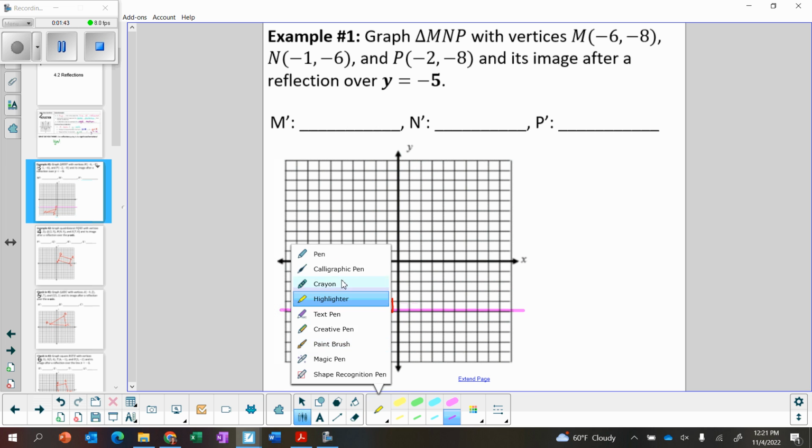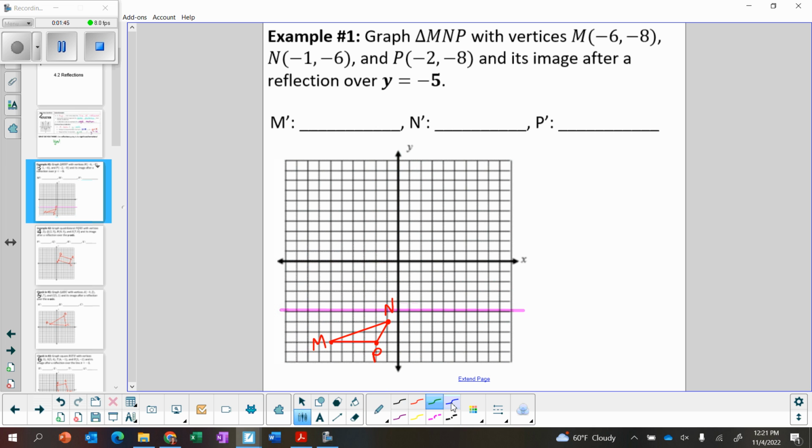So when I'm graphing a reflection, I'm counting how many spaces it took to get to the line. I want to go that many spaces past it. So for N, it's 1 away from our line of reflection, so 1 space past will be N prime. For P, we're going to count 1, 2, 3. So we're going to go 1, 2, 3 for P prime. And M was also 1, 2, 3. So we go 1, 2, 3.